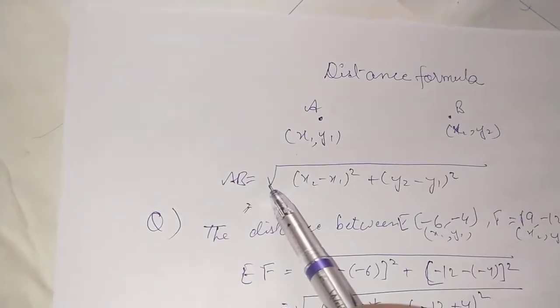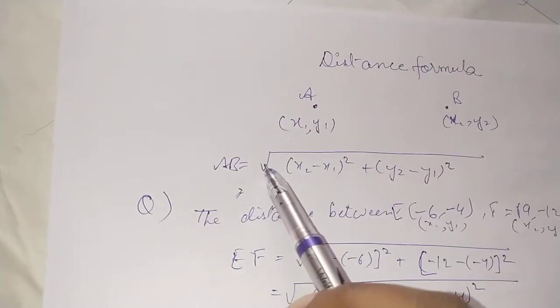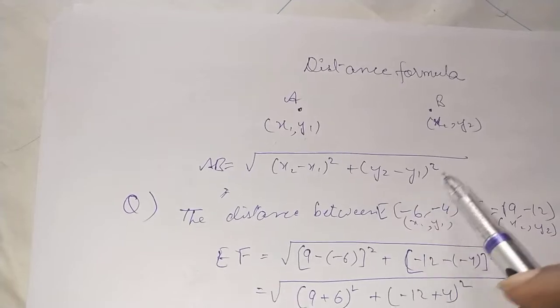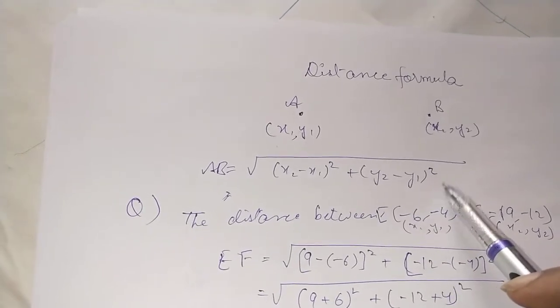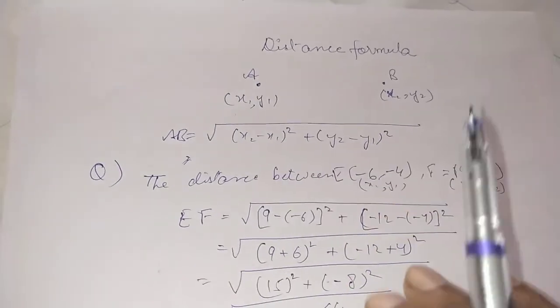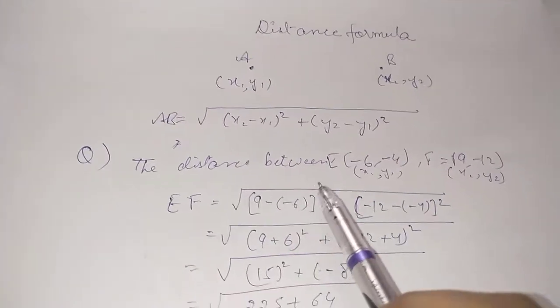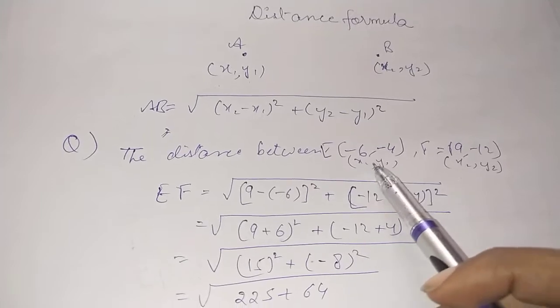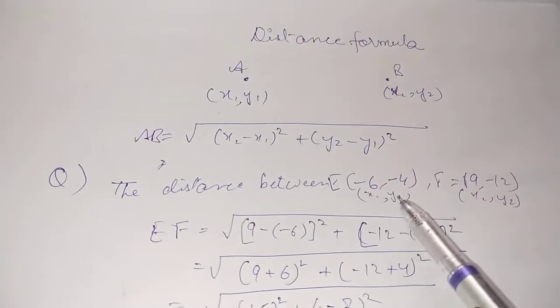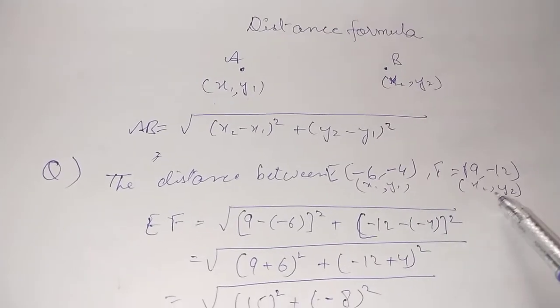Now to calculate the distance between these 2 points, we have a formula: under root of (x2 minus x1) whole square plus (y2 minus y1) whole square. Difference in x square plus difference in y square. So let's take up a question. The question says, find the distance between the point E, that is minus 6 comma minus 4, and F, 9 comma minus 12. Mark any one of them as x1 y1 and the other one as x2 y2.